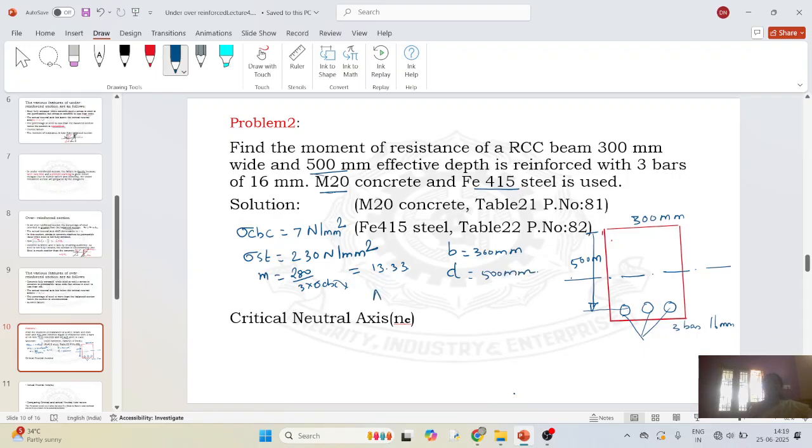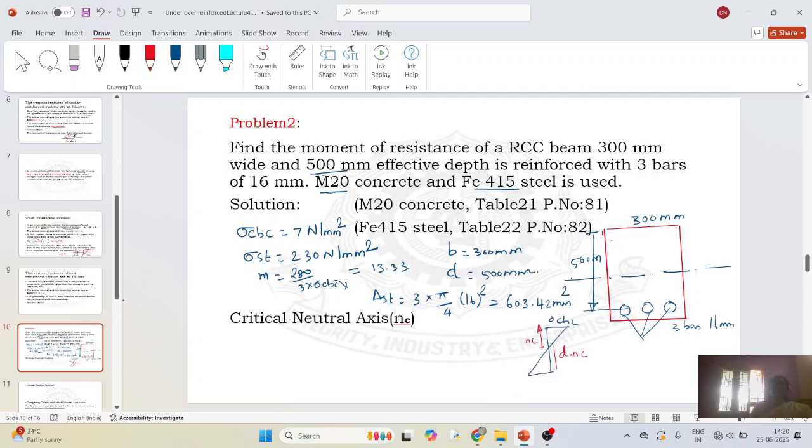AST is given in our problem. AST equal to 3 times pi d square divided by 4, with 16 mm diameter bars. So the AST provided is 603.42 mm square.